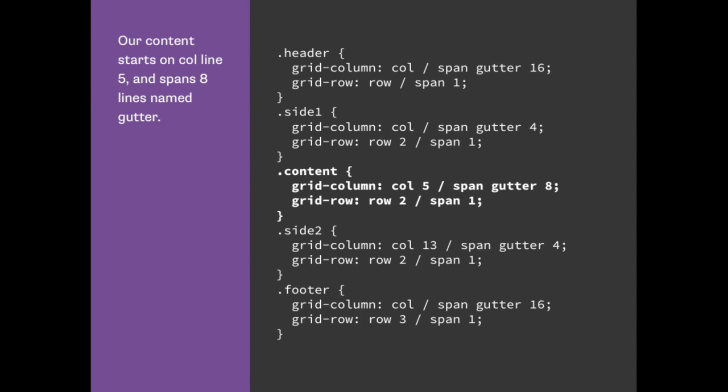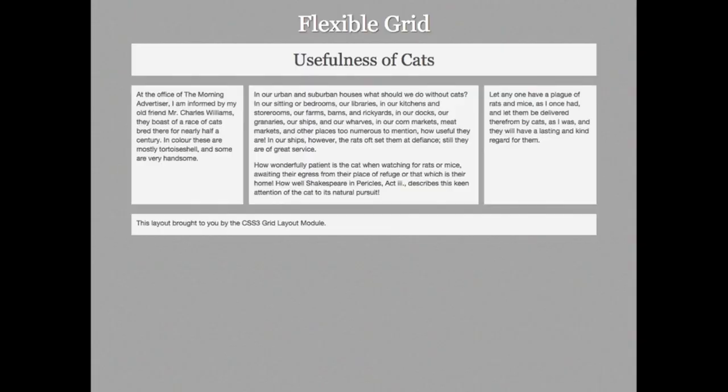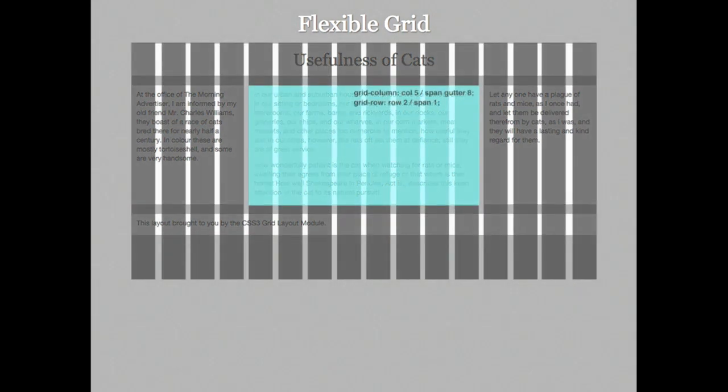So then if we take the content, we can start on the 5th line named col and span 8 lines named gutter. So if we go back to the layout, that ends up sitting there.